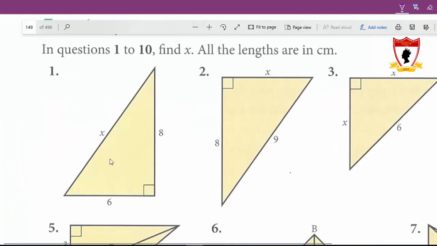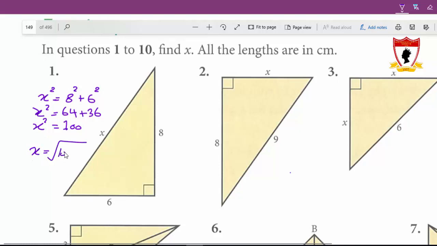Pythagoras theorem is always like the longest side squared. In this triangle, the longest side is not given, so it's x. X squared is equal to the sum of the other two sides squared. 8 squared plus 6 squared. Now 8 squared is 64 plus 6 squared is 36. 64 plus 36 is equal to 100. So x squared is equal to 100. X is the square root of 100, so x is 10.